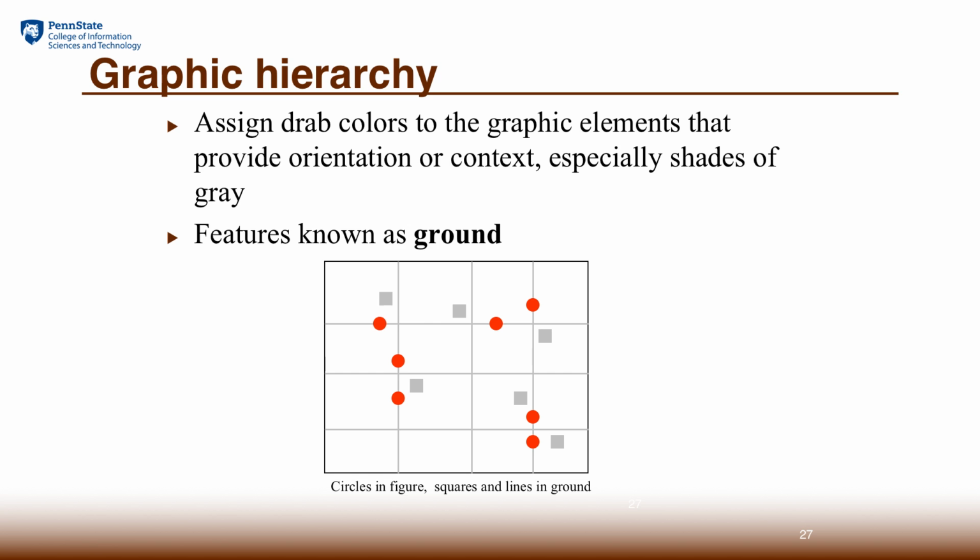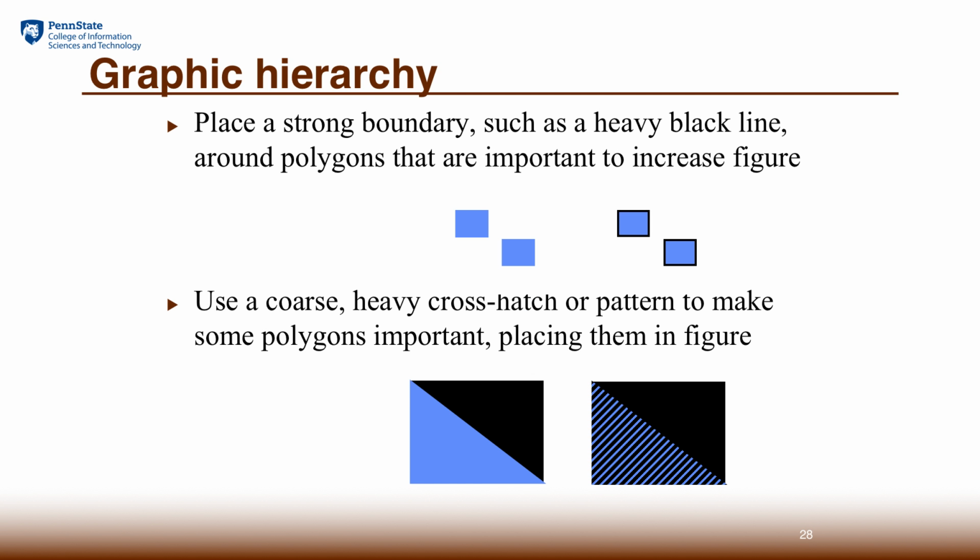Here is an example of design for graphical hierarchy. We use very saturated red to emphasize the figure, and we use light gray to represent the ground. Even among those features at the figure level, you may have different features that you want to attract human attention more. So the graphical hierarchy also needs to be designed for the figure and ground separately.